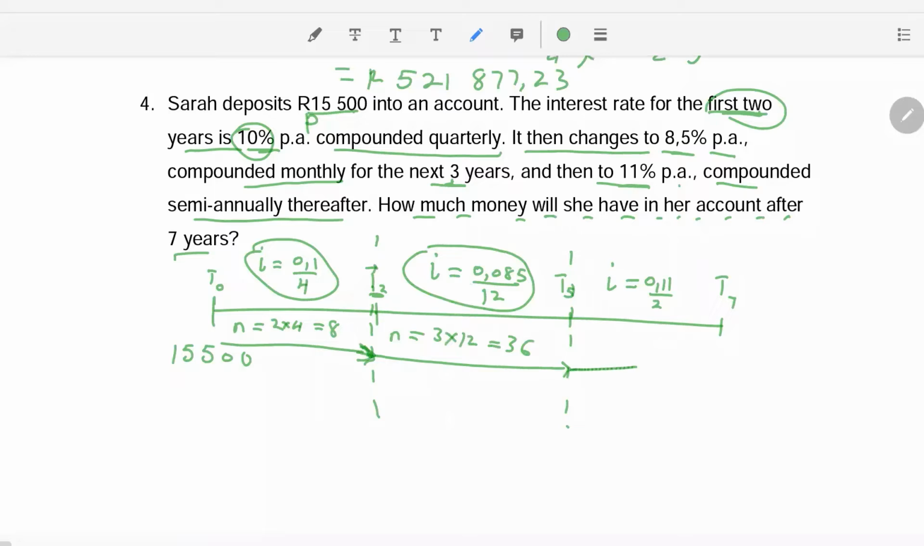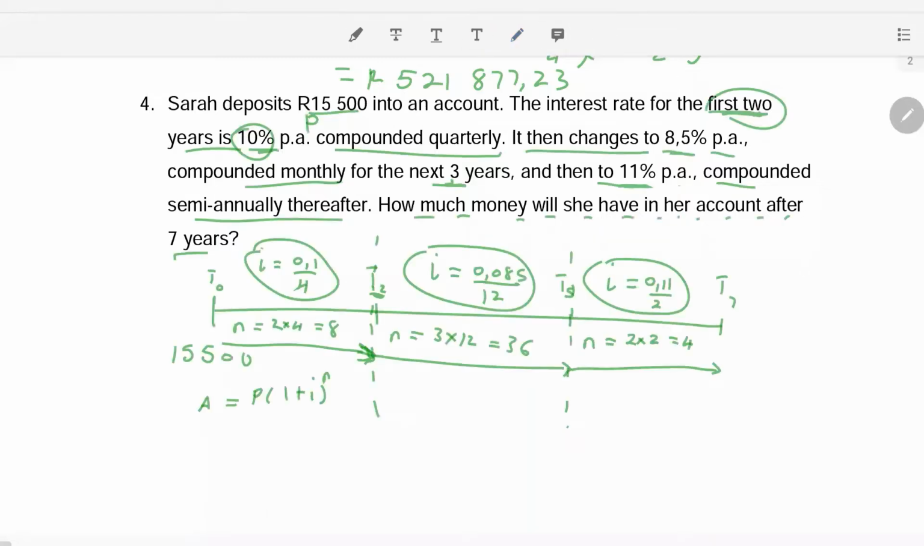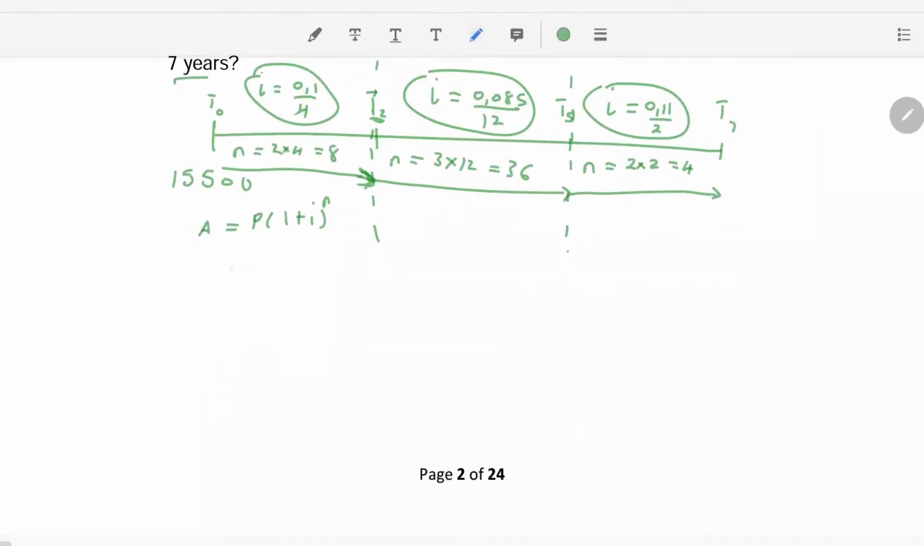And then finally, it will grow at an interest rate of 11% compounded semi-annually for the next 2 years. So that would be 2 years times 2, which gives us 4 half years. So using the compound interest formula to the power of N there, it's the same principal value of 15,000, first earning the interest of 10% compounded quarterly for the 8 quarters.